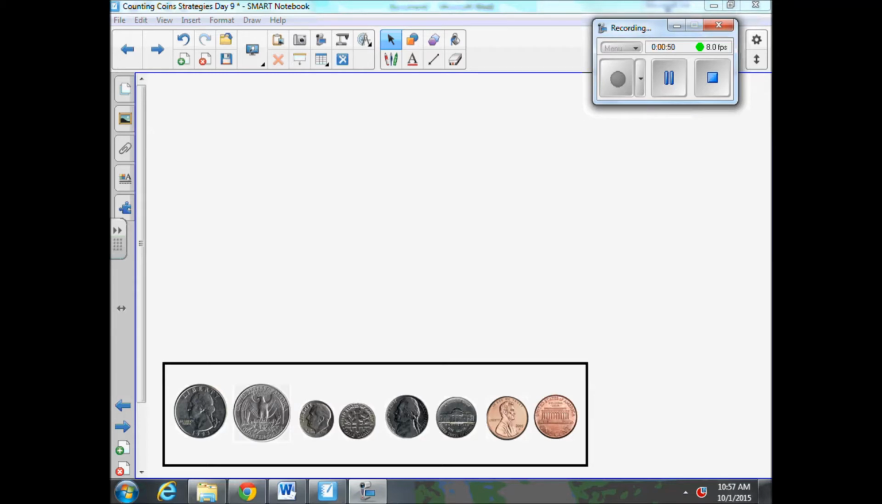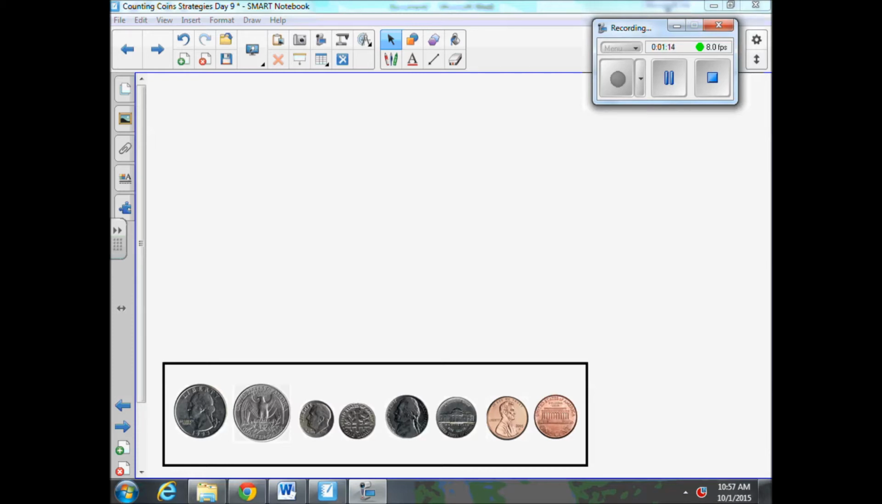Ready? 5, 10, 15, 20, 25, 30, 35, 40, 45, 50, 55, 60, 65, 70, 75, 80, 85, 90, 95, and after 95, it is a dollar, because we are counting coins.